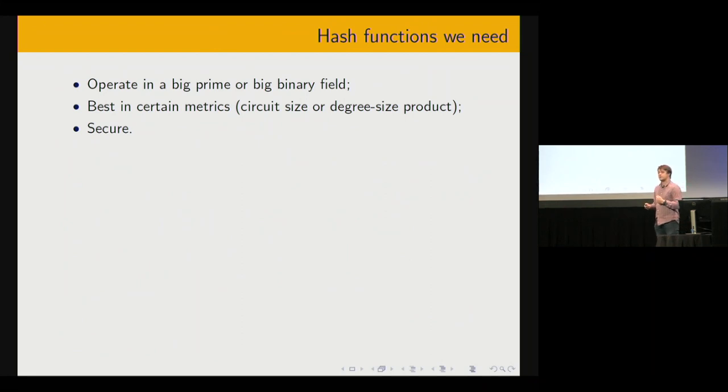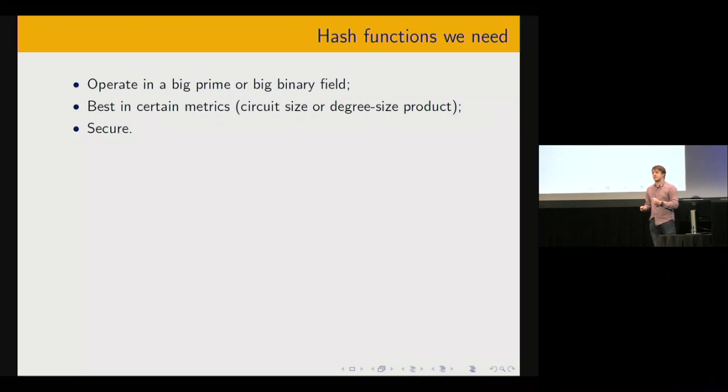So what kind of hash functions do we need? We need a hash function that operates in a big prime or a binary field, depending on the case, so that it can be used in different fields. Maybe it should be a family of hash functions. It should be very good on certain metrics like circuit size or degree size product. And of course, it should be secure: collision resistant and pre-image resistant.